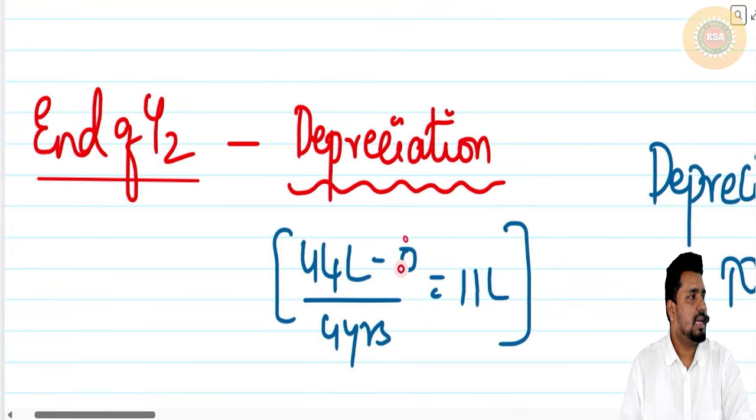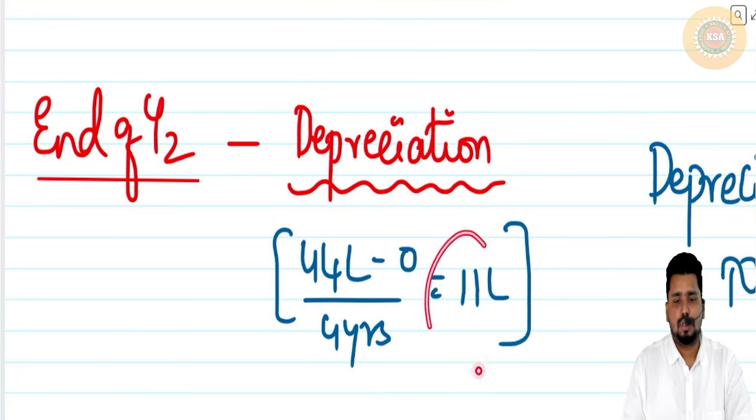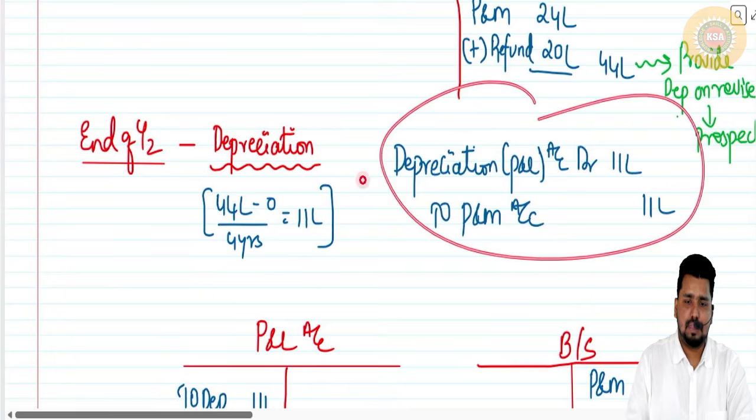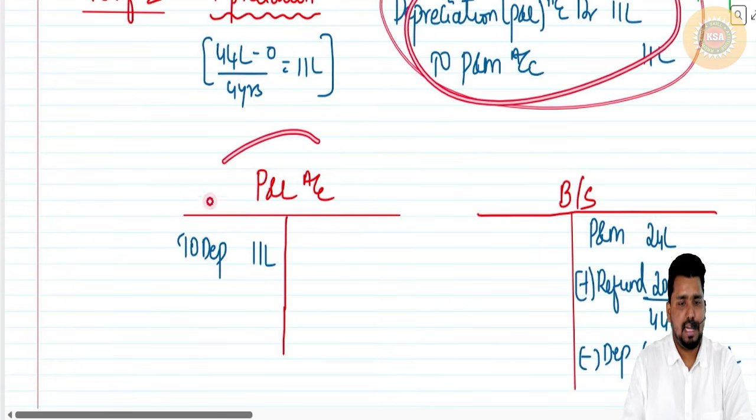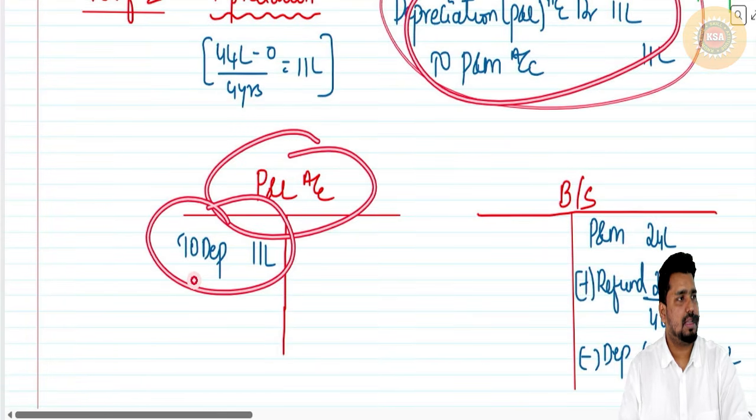Sometimes they will say at the end of second year, we have got a scrap value. So subtract that and get the value of depreciation. Clear? So how much? 11 lakhs. So every year, how much is the depreciation? 11 lakhs. Therefore, in P&L, how much is the depreciation?